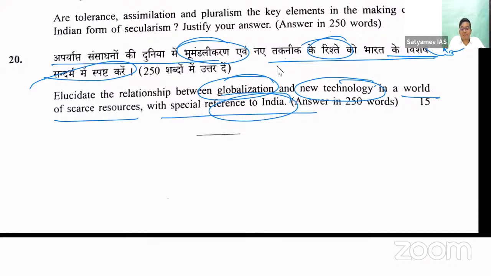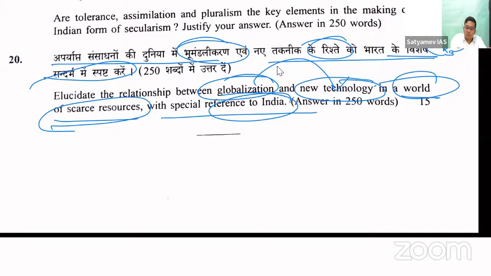Where are the scarce resources? You do not just read one word and say that it is the question about scarce resources. Read that. "Elucidate the relationship between globalization and new technologies in a world of scarce resources." So resources are scarce. So how is globalization helping?